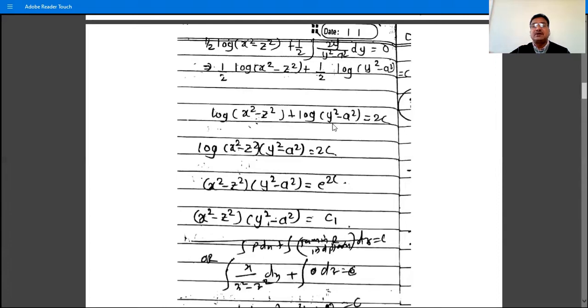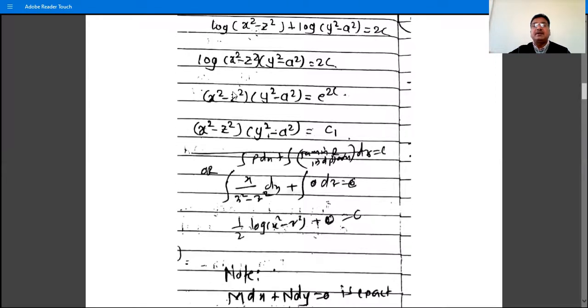Next step: log a plus log b is log a into b, and then shift the log, then it is e raised to 2c. Then denote this e raised to 2c as a new constant c1, and so (x square minus z square)(y square minus a square) is equal to c1, which is the general solution of the given differential equation.